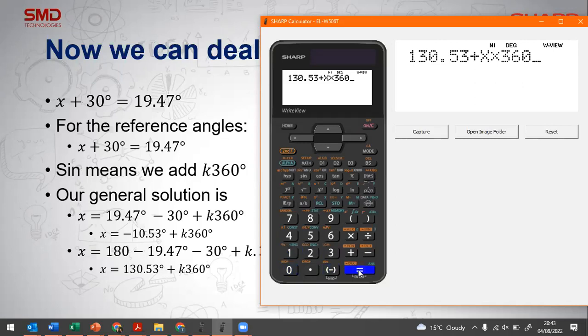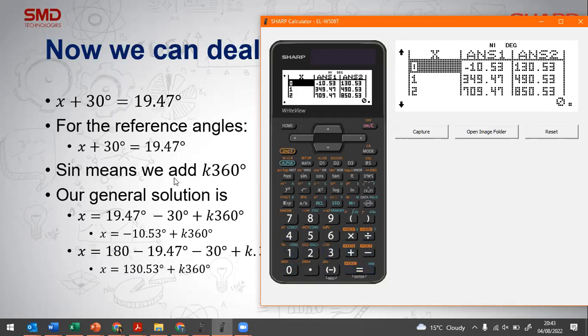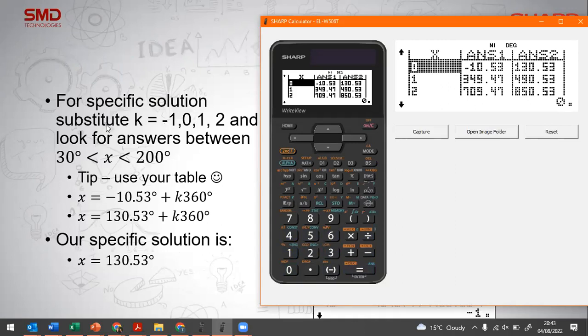Okay, and then we'll say equals, and our start we'll make at 0. Our step will make 1, because now we're substituting in k values. And so here we're asked to find solutions between 30 degrees and 200 degrees.